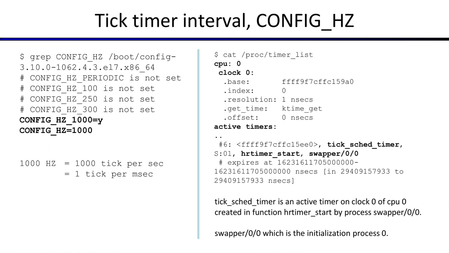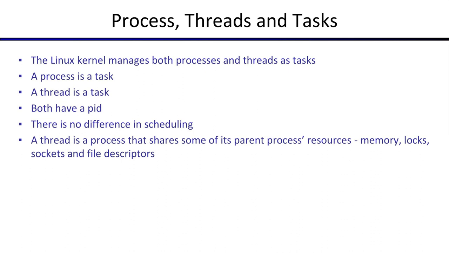So before we get into scheduling, there are some more things to understand, and one of those is processes, threads and tasks. So how are these different? How are these the same? Now, a Linux kernel manages both processes and threads as tasks. In fact, if you look at the internal implementation, a Linux kernel is really implementing everything that's schedulable as a task. Anything that's running is a task. Now, a process is a task, and a thread is also a task.